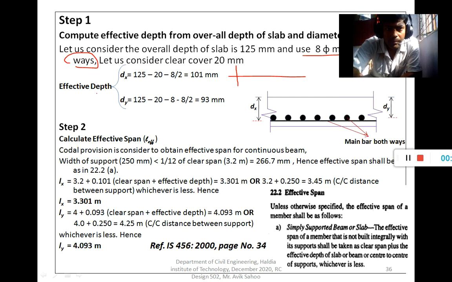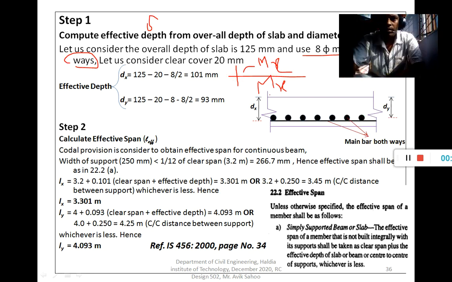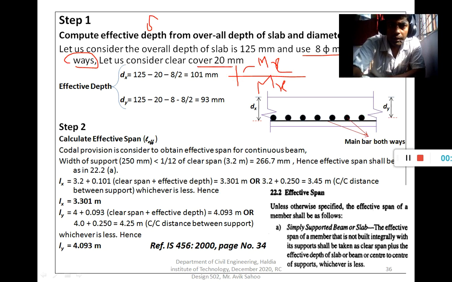Now find out effective depth. As you know, this is a two-way slab, so two reinforcements are used, the longer direction reinforcement and shorter direction reinforcement, and you also need to compute two moments along the longer direction and shorter direction. So you need to calculate the effective depth along shorter direction and longer direction. Now the clear cover you consider 20.